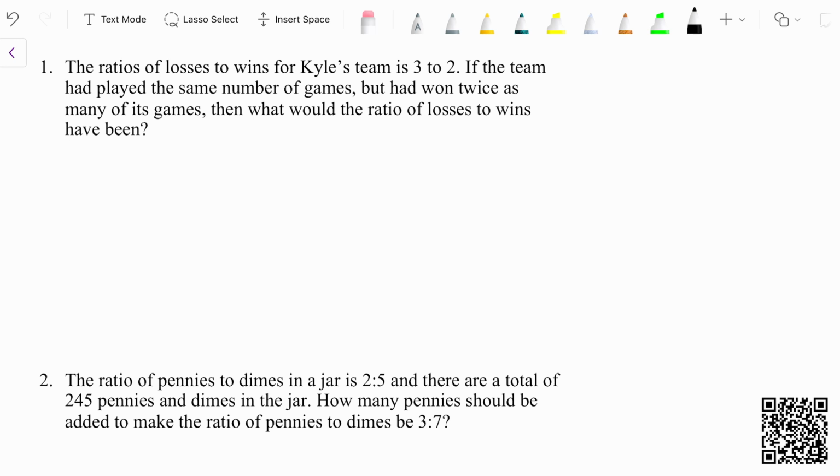Today's first question is: the ratio of losses to wins for Kyle's team is 3 to 2. If the team had played the same number of games but had won twice as many of its games, then what would be the ratio of losses to wins?